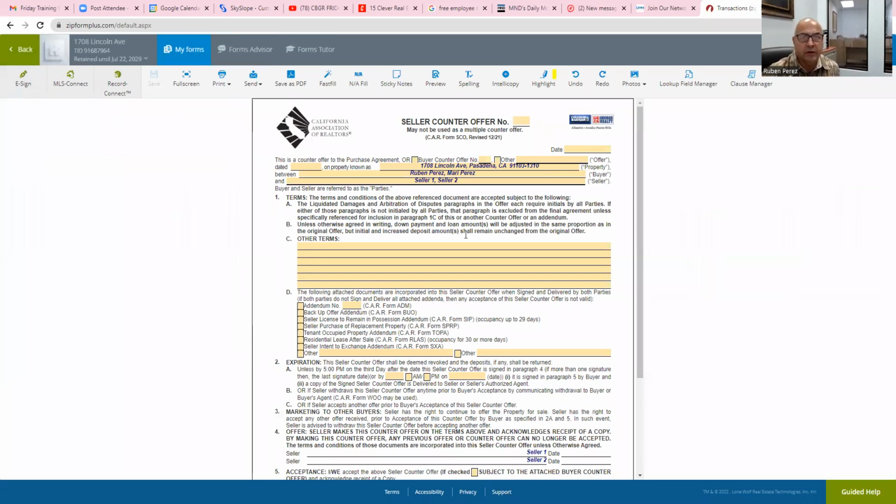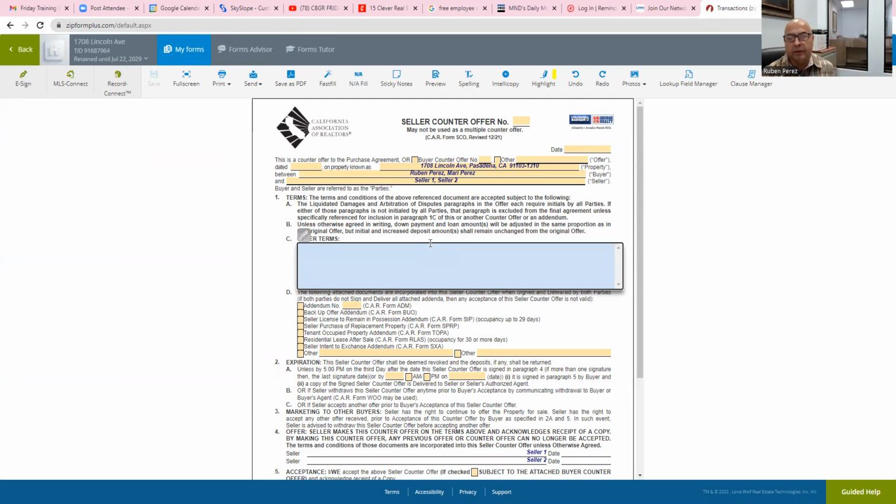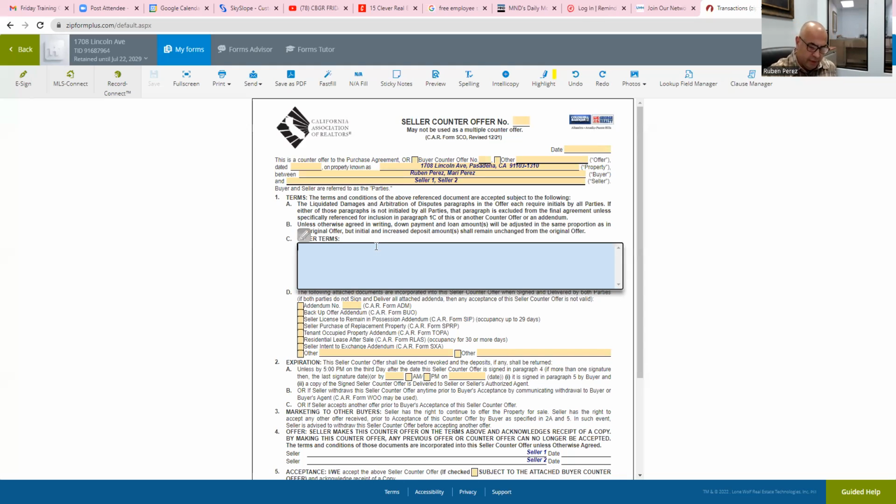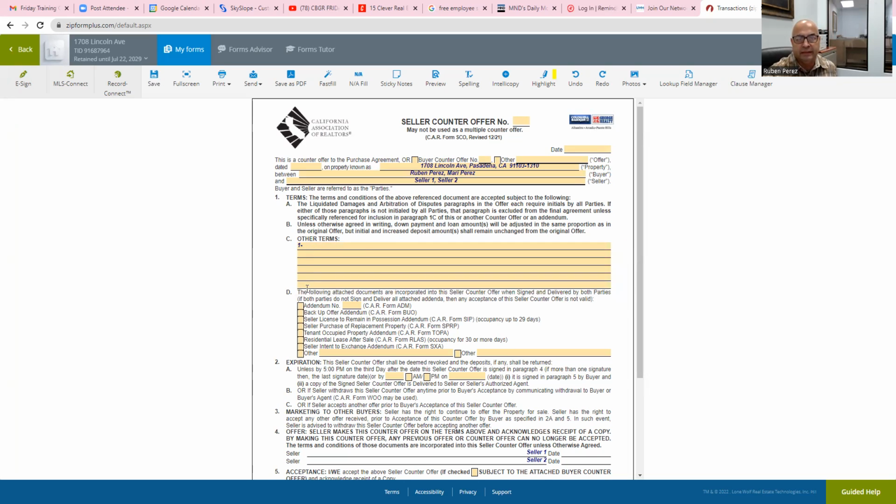So when you get the seller's counter offer, they're going to come back with all the terms that they are requesting you to change from the offer that you made. One thing you should know is that if the items that they put exceed the lines here, it's going to automatically go into an addendum. It's called a TOA, a transfer over addendum. That way you'll have all the items on one page.